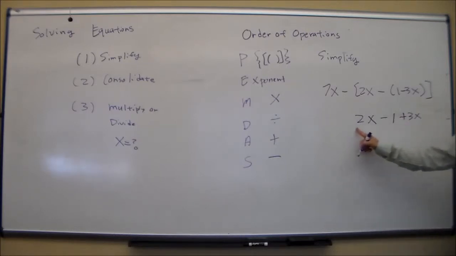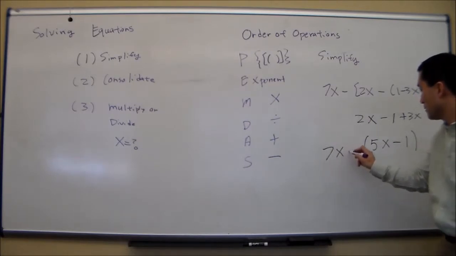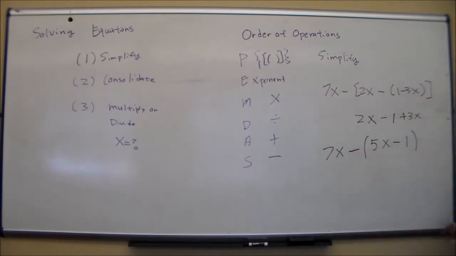So if I simplify this, it's going to be 2x plus 3x, those are the like terms, so 5x, and then minus 1. So whatever is in the brackets gets reduced to this thing. So I'm going to put these around in parentheses because there's a parentheses. And then rewrite this, 7x minus. Don't forget to put the parentheses here because it plays a crucial role later.